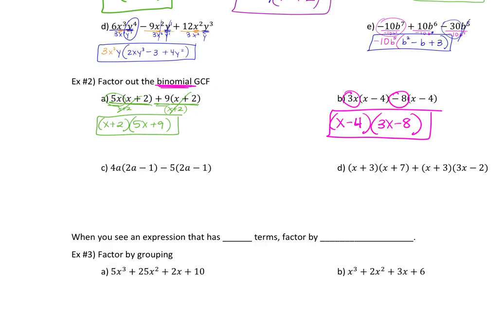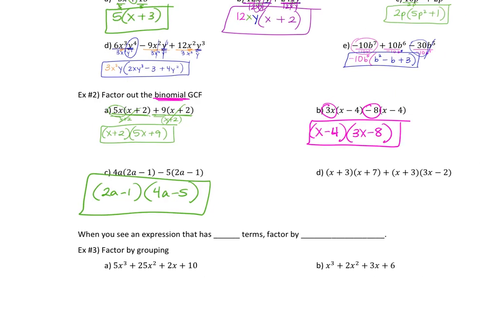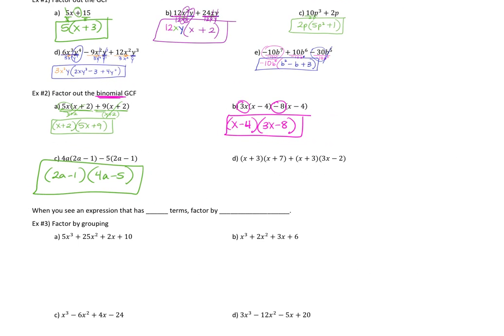All right, what'd you write for C? 4a minus 5. Good. Okay, this one's a little fancier. I need you to think about what we just did on the last three problems, and then think about what that means you should be left with, okay?